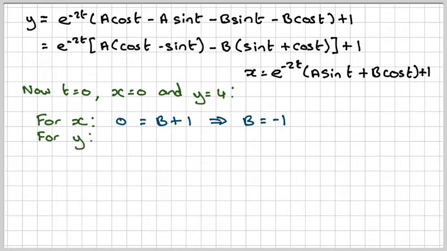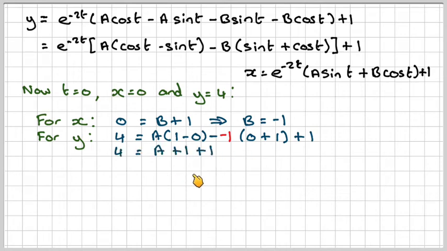So we're going to have b plus 1, which means that b is minus 1. And then for y, we're going to have 4, because y is 4. e to the 0 is 1, so we don't have to worry about it. So we're going to have a times cos of 0, which is 1, sine of 0 is 0. And then the b will be minus 1, so it's minus b times sine of 0, and cos of 0 is 1. And then don't forget the plus 1 at the end. So this will become 1. So we're going to have that 4 is going to be a plus 1, and therefore a is 2.